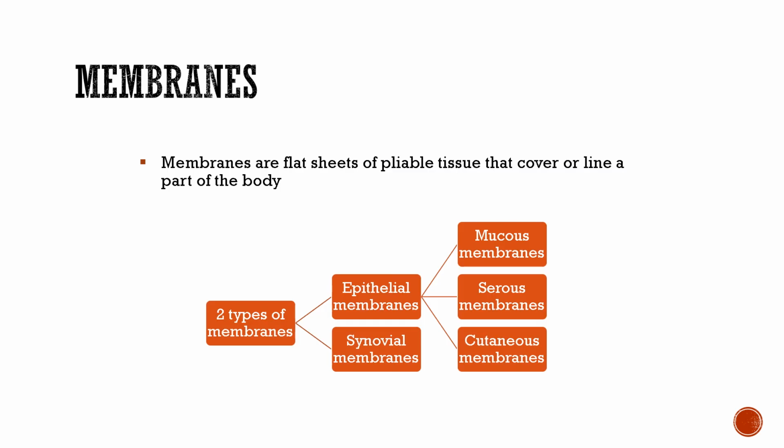Okay, about membranes. So there are 2 types of membranes: epithelial membranes and synovial membranes. So first off, let's briefly talk about mucous membranes. So mucous membrane lines a body cavity that opens directly to the exterior.